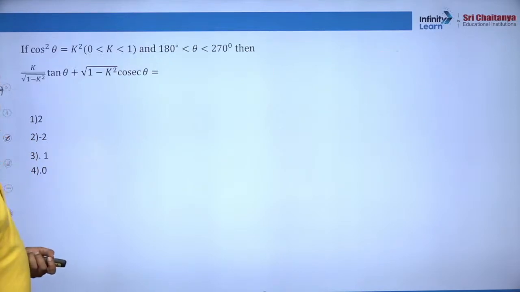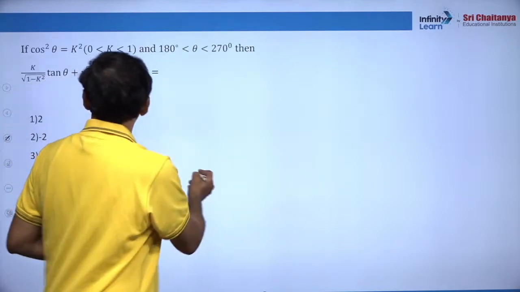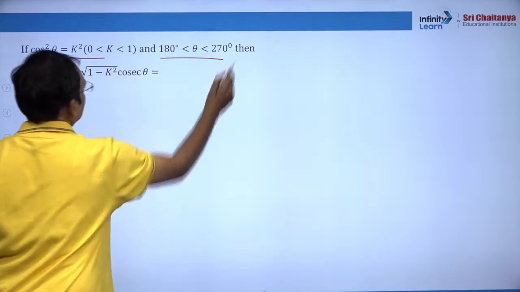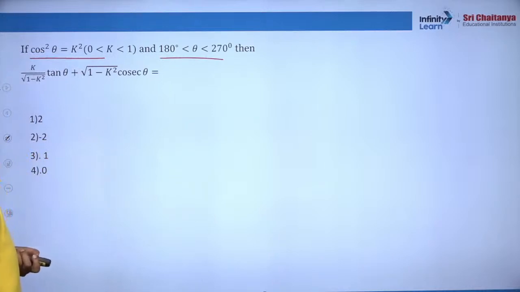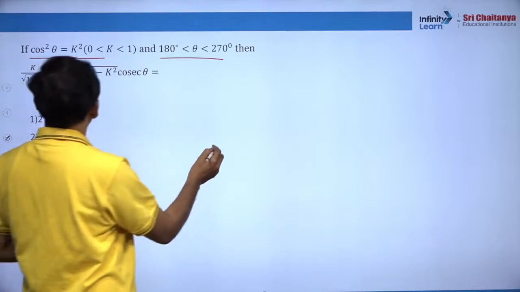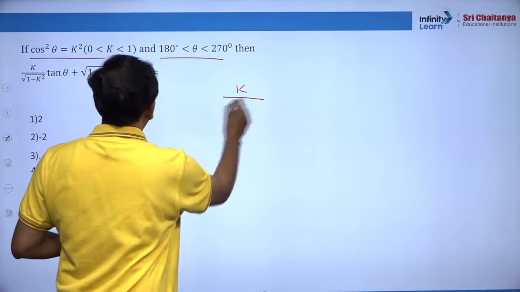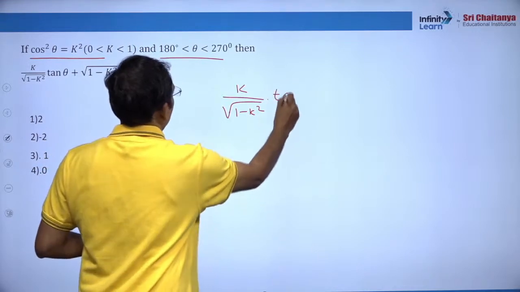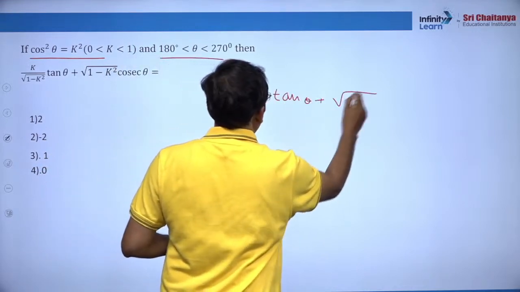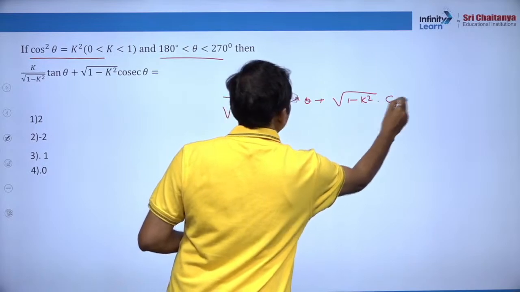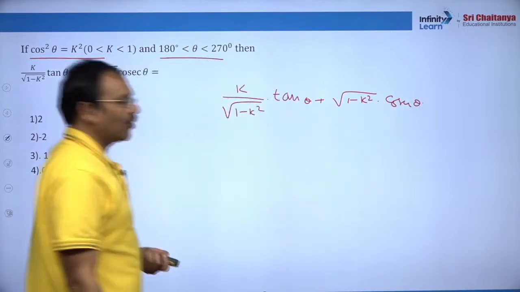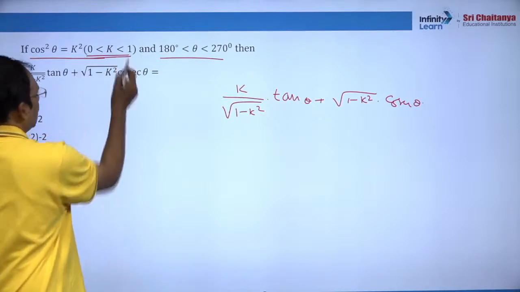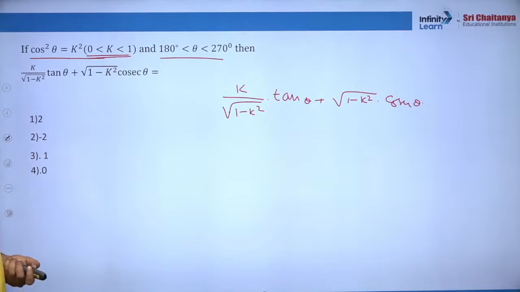Next, this is another one. Cos square theta is given as k square, and theta is in the third quadrant. I want cos theta must be plus or minus k, so k by root of 1 minus k square into tan theta, I want plus root of 1 minus k square into cosecant theta, we want. Now my dear friends, suppose k is a positive quantity, anyhow k is a positive quantity you have to assume.